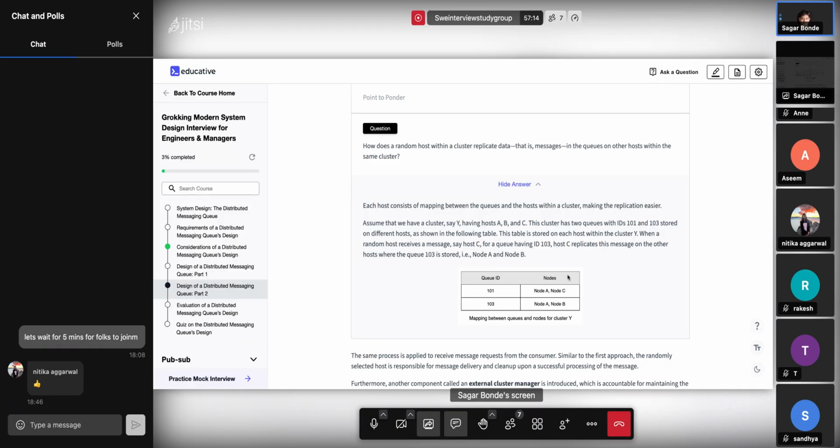Now, how is it different from the primary-secondary model? In that model, this mapping exists at the primary, so only the primary knows which ID is stored on which server. Here, this mapping is shared with every other server in the cluster. Does it make sense?